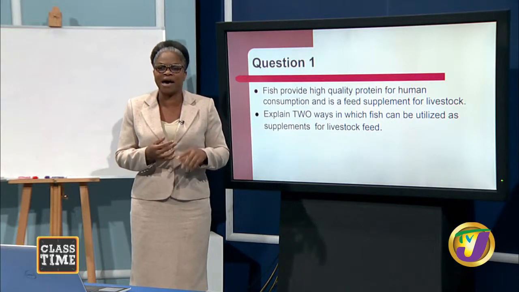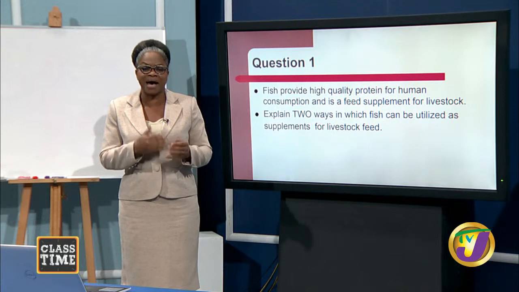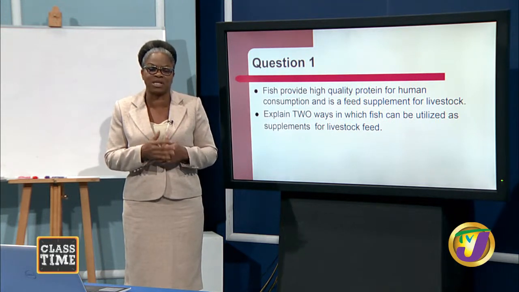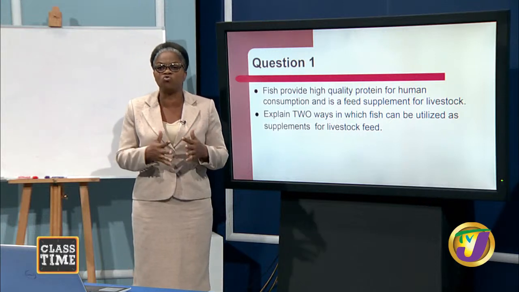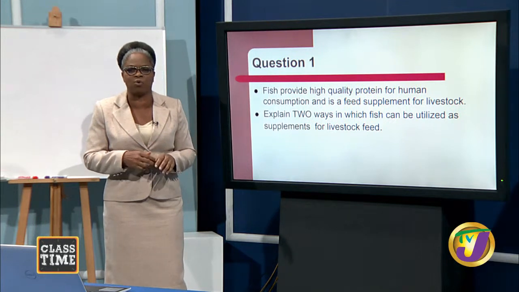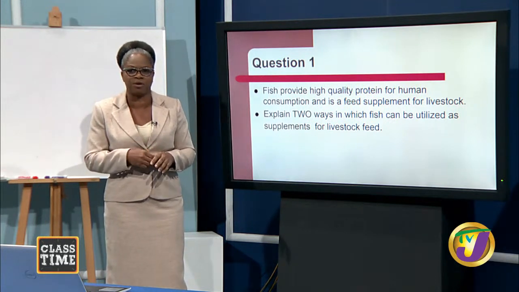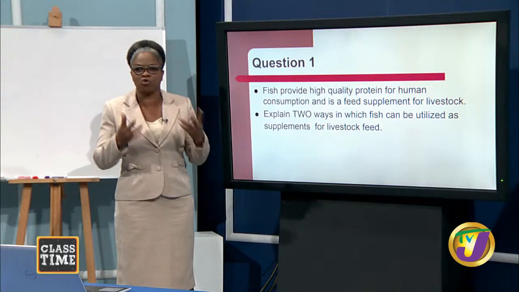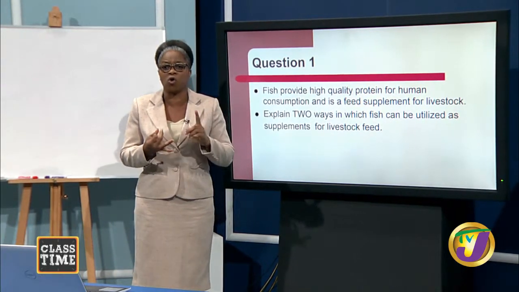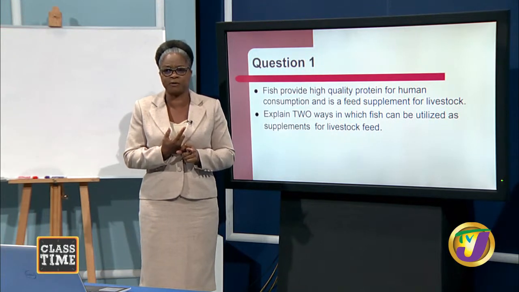Another way is by using fish oil. Some fish are able to produce a lot of oil. We can use that as a supplement as well. And this is used mainly in the dairy industry because those dairy animals are going to need what we call the extra omega-3. So to answer the question, the 2 supplements may be the fish cake and also the fish oil. Good?